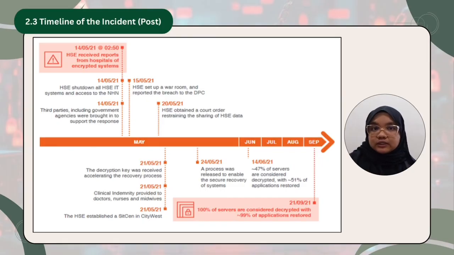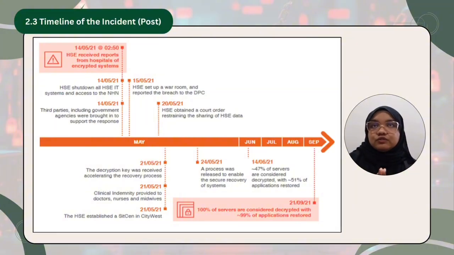And on May 20, the HSE obtained a High Court injunction to legally restrain the sharing of stolen data from their servers. A major turning point came on May 21 when the attackers unexpectedly released a decryption key, which accelerated recovery efforts by the HSE. Clinical indemnity was also provided to healthcare staff, and a situation center was set up in City West to further continue with the recovery. And by May 24, a secure recovery protocol had been launched.